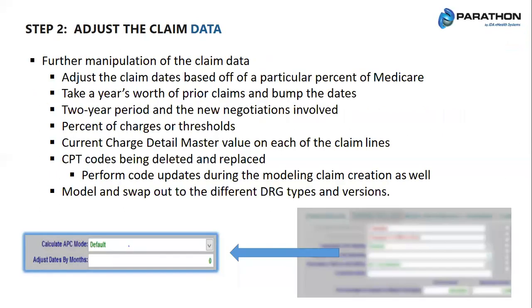Step two is then you have to be able to adjust that claim data. So that could be looking at a particular percentage of Medicare. It could be taking a year's worth of prior claims and bumping up the dates. You could be looking at 2-year periods, percentage of charge thresholds, all the standard adjustments that are needed, CPT codes, DRG types and versions. You have to adjust the data for whatever your end goal is in the modeling. So that's step number 2. If you cannot do this, then you have a huge problem in terms of having a verifiable net patient revenue lift.